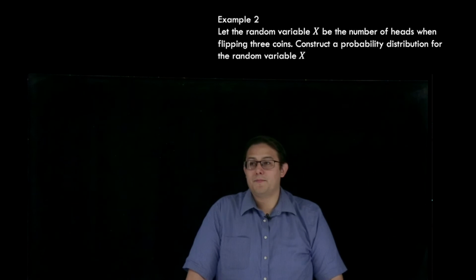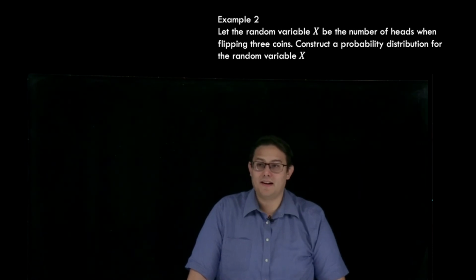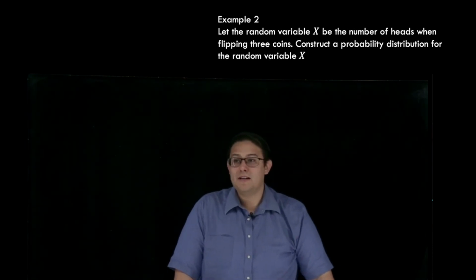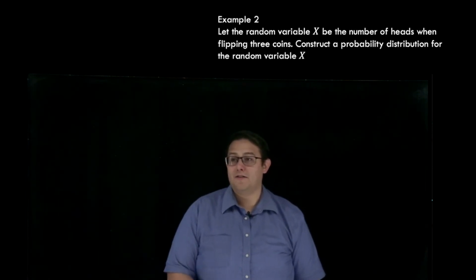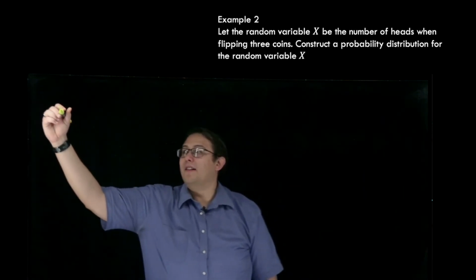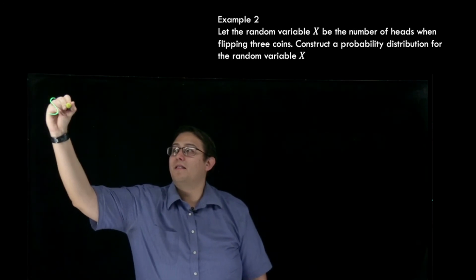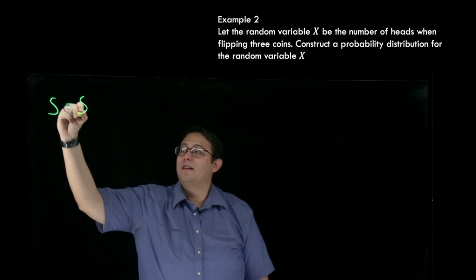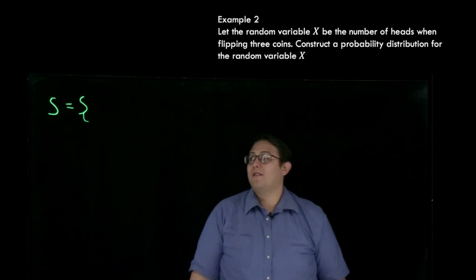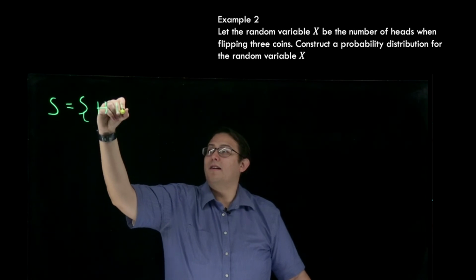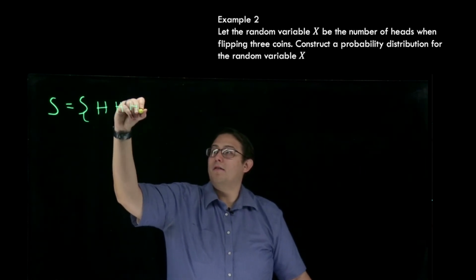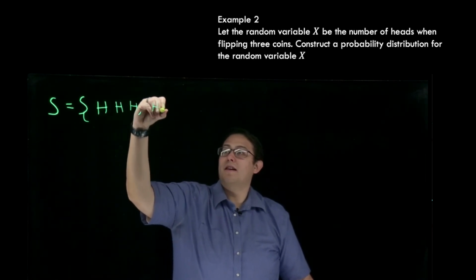So example 2. Let the random variable x be the number of heads when flipping 3 coins. We have to construct the probability distribution for the random variable x. First, let's recall the sample space S for flipping 3 coins. If I flip a coin 3 times, it could come out all heads. You could get heads 3 times in a row. Or maybe you get heads, heads, tails.